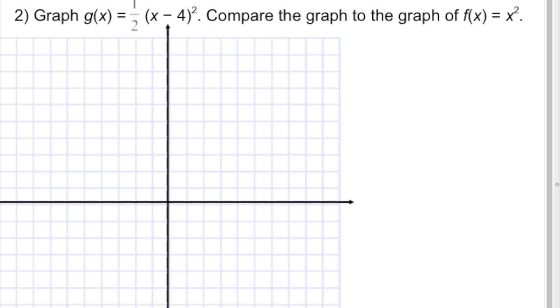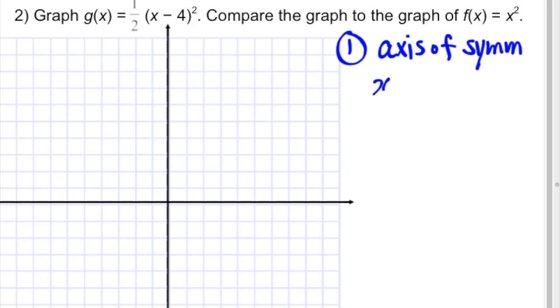G of x equals half times x minus 4 squared, and we want to compare with f of x equals x squared. The first thing to do is find the axis of symmetry. We were given in this form, so let's use that form. Your axis of symmetry, by definition from the other slide, is the h value. So what is the h value in this equation? It is 4, because it's x minus 4, so that 4 will be your h value. So graph the axis of symmetry, and that's the dotted line that I graph, x equals 4.